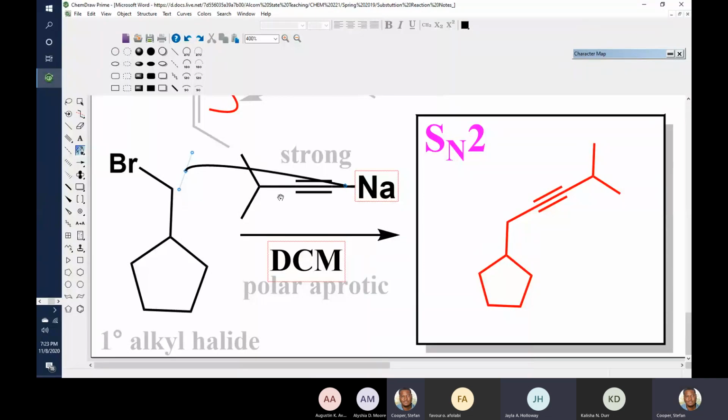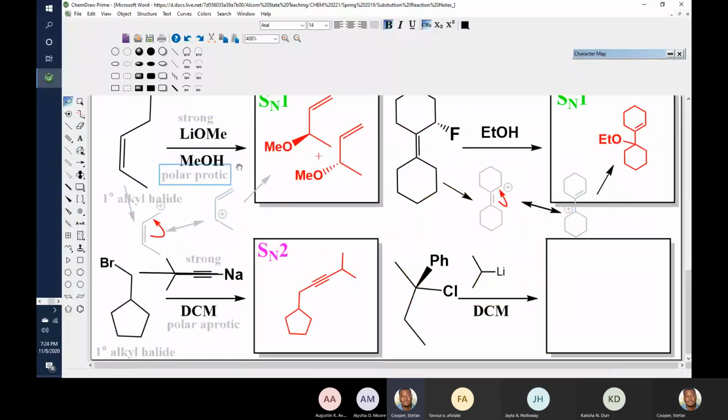Because I kind of lost what carbon I'm supposed to be looking at. Well, it's the carbon that has a leaving group. That carbon starts off with two hydrogens, and it still has two hydrogens in the product. So because there's two of the same groups, it's not chiral.